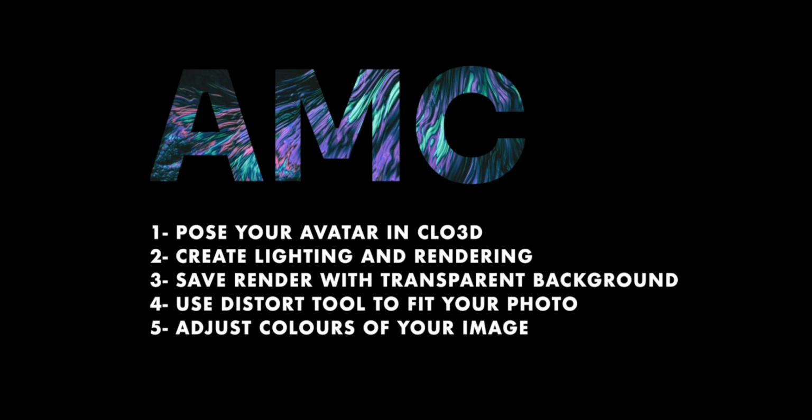First, pose your avatar in Clo 3D. Second, create lighting and rendering. Correct lighting is very important to make your render look realistic on your photo. Third, save render with transparent background. With transparent background, it will easily allow you to overlay your digital garment onto your photo. Fourth, use distort tool to fit your photo. Fifth, adjust colors of your image to create a natural and realistic effect.